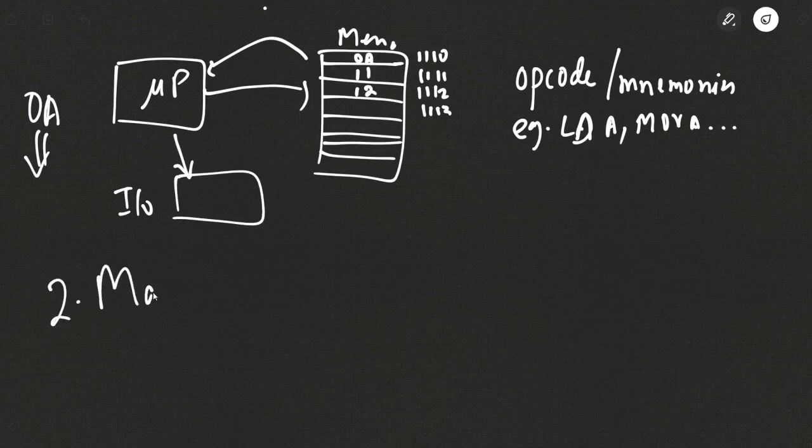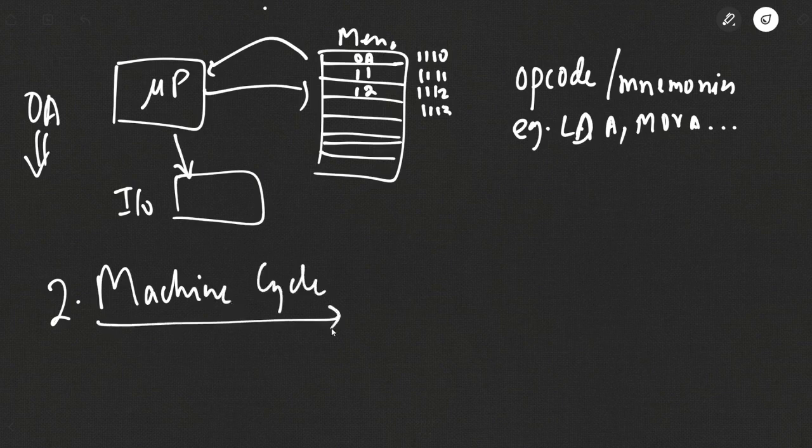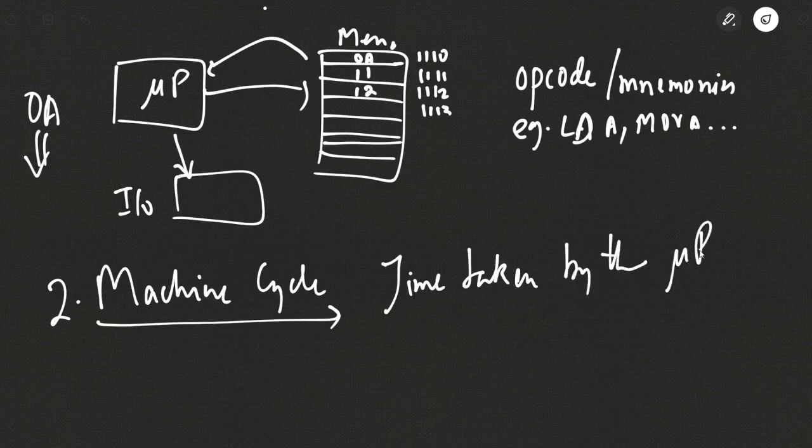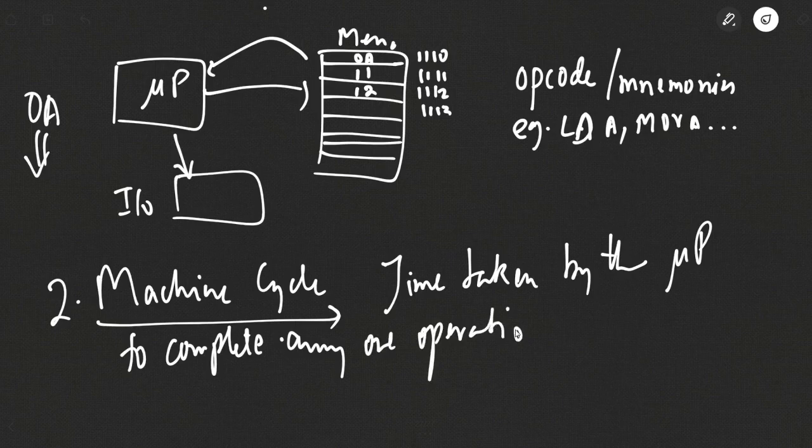After the instruction cycle, you have what is known as a machine cycle. So what is a machine cycle? It's the time taken by the microprocessor to complete any one operation of the instruction cycle. Now, what are those operations that take place?